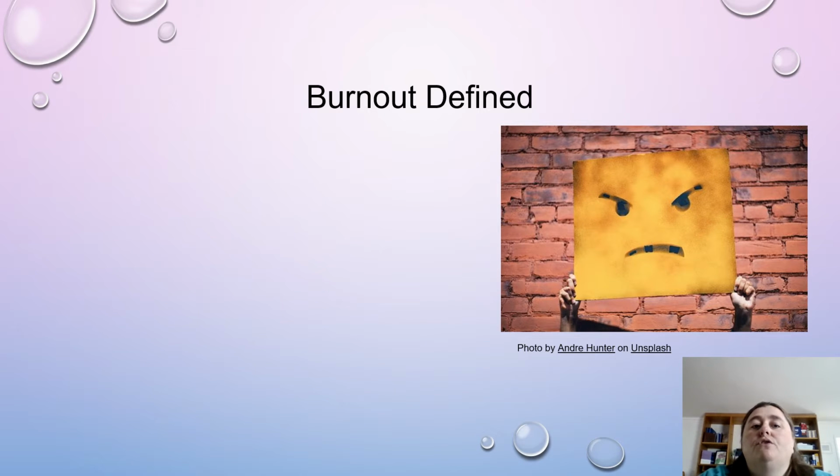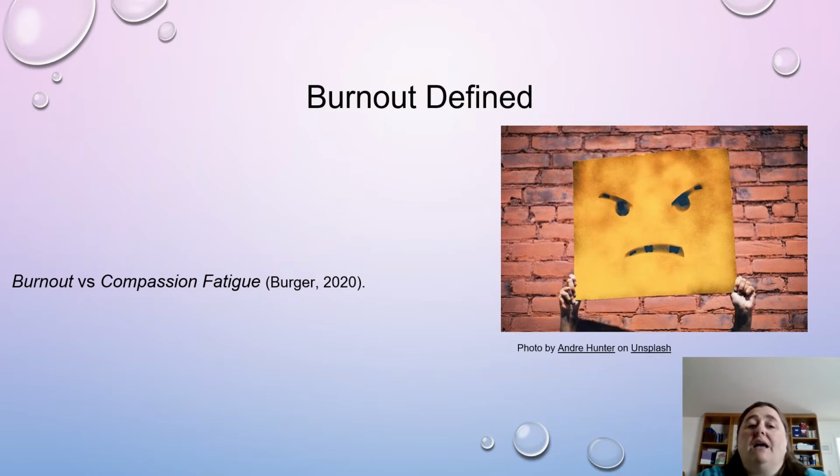Many people use the terms burnout and compassion fatigue interchangeably. However, there is a difference. Burnout often causes anger, frustration, or pessimism towards other individuals. Compassion fatigue results in sadness, nightmares, and oftentimes results in disengagement or separation from other individuals.